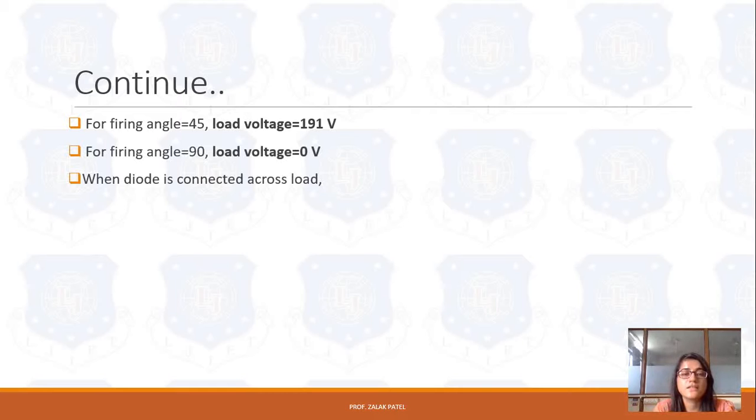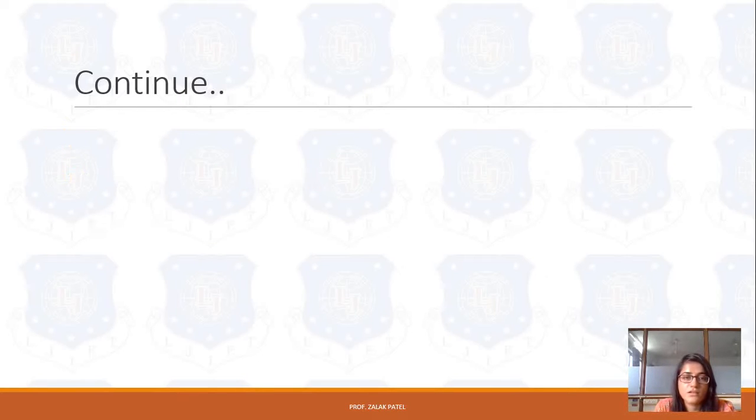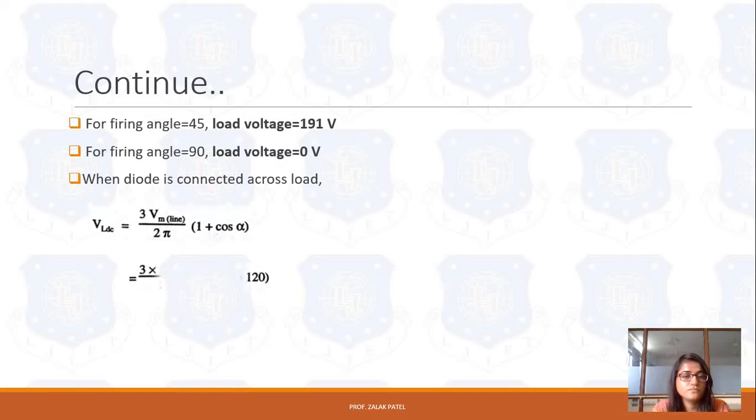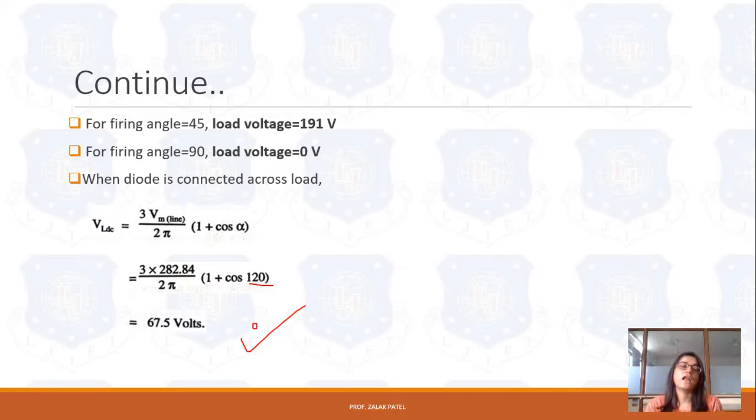Now when a diode is connected across the load, then 3 Vm upon 2 pi into 1 plus cos alpha is there. But for this, what will be the firing angle? Firing angle in that case is 120 degree. So let's put the values. So it is 3 into 282.84 upon 2 pi, 1 plus cos 120. So the answer is 67.5 volts. So now if you remember the equations of VLDC or VRMS, you can easily find out the load voltage and RMS voltage for the particular example.